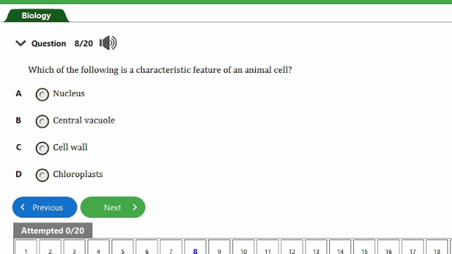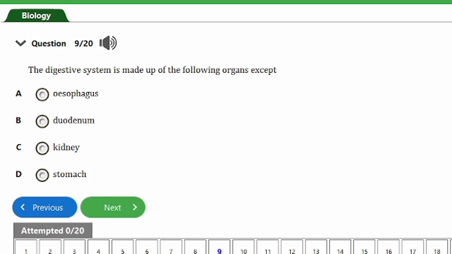Animals also do not have the chloroplasts because they are not primary producers, they do not possess the chlorophyll, so there is no chloroplast. So guys, in this situation, we're choosing option A, and that's the only characteristic feature that is found in the animal cell, and that's the nucleus. So let's consider the next question, question number 9.